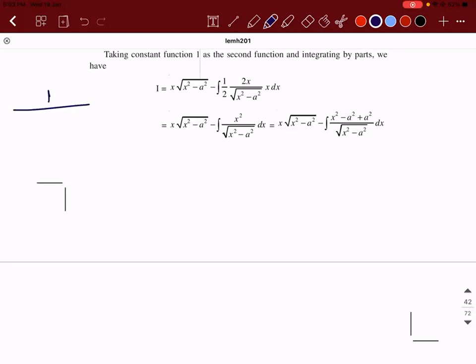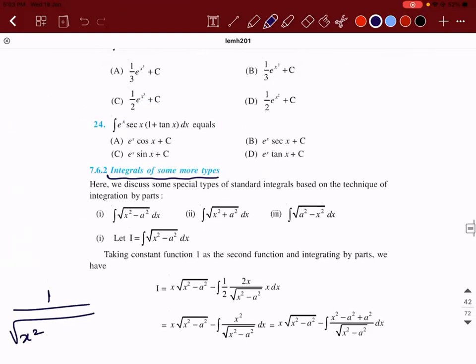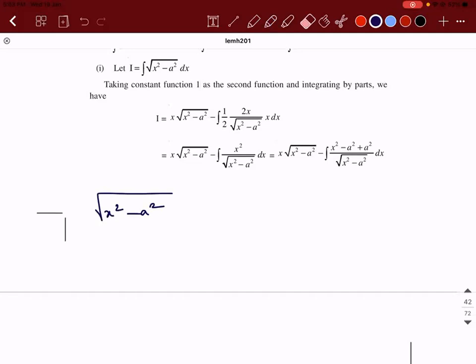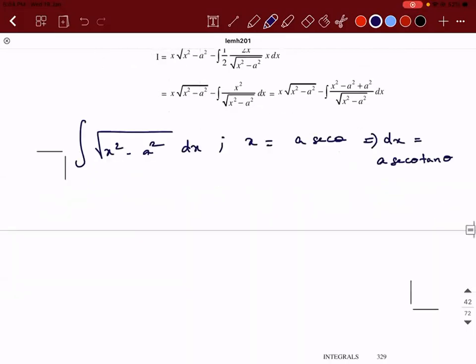Till now we would have seen root of x square minus a square in the denominator. Now we are going to see it in the numerator. Let's see how to do this. So first one, root of x square minus a square. Whenever you have something like this, we need to put x is equal to a secant theta or a cosecant theta. Now I'll put a secant theta, which implies dx is equal to how much? A secant theta tan theta, right?